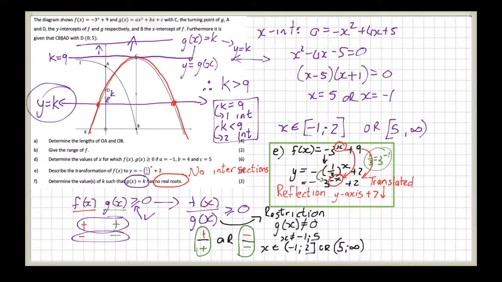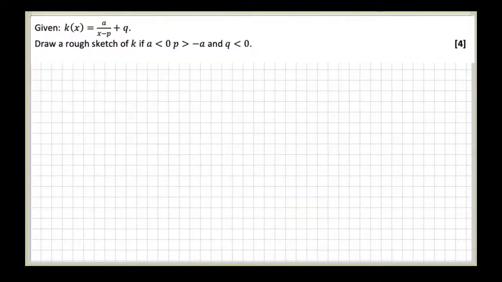So let me quickly move on to a last little question. Just for those of you that love hyperbolas and cannot bear to think of not doing hyperbolas, you don't have to have some FOMO. Here is a beautiful little question about hyperbolas. Given that k of x is equal to a over x minus p plus q, draw a rough sketch if a is smaller than 0.